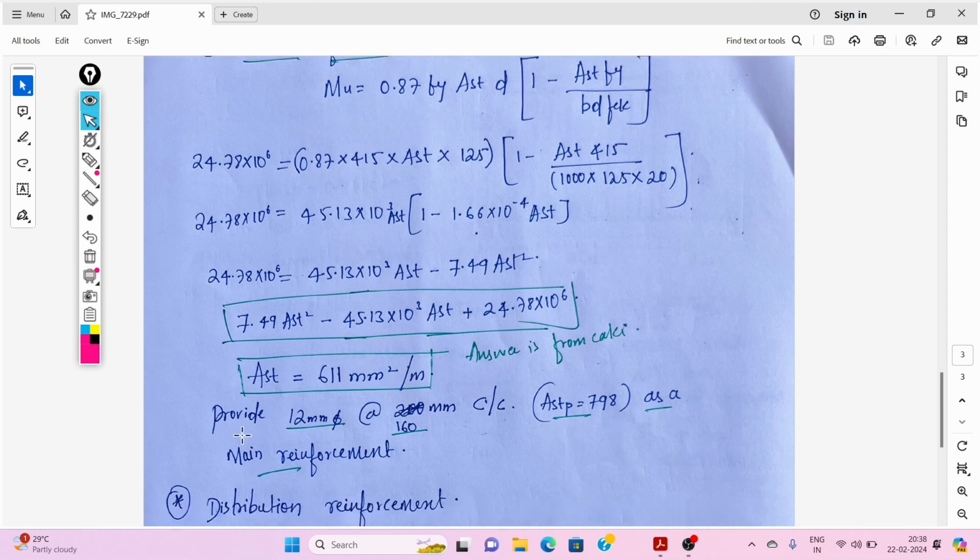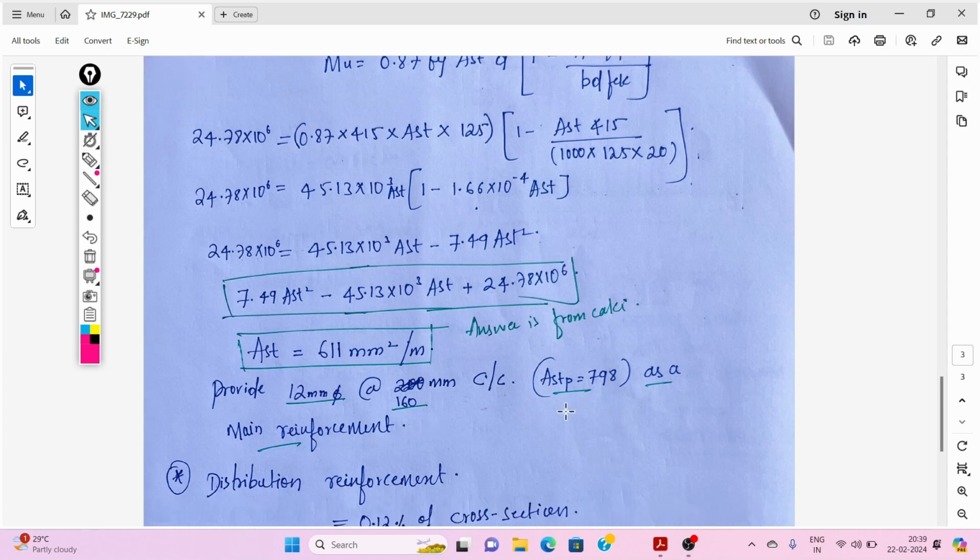Per meter, I will use a 12 mm diameter bar. I will use for this AST a 12 mm diameter bar at 160 mm center to center. You can use 150 mm, you can use 175 mm, center to center, as main reinforcement.